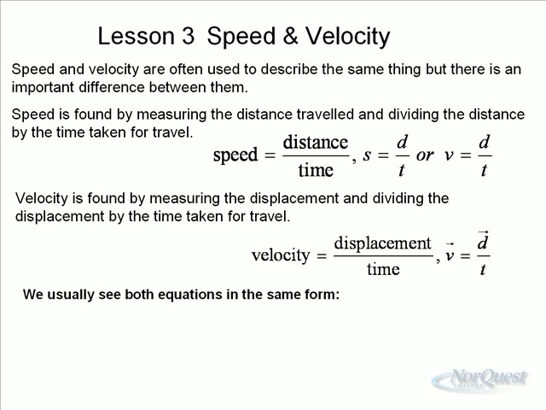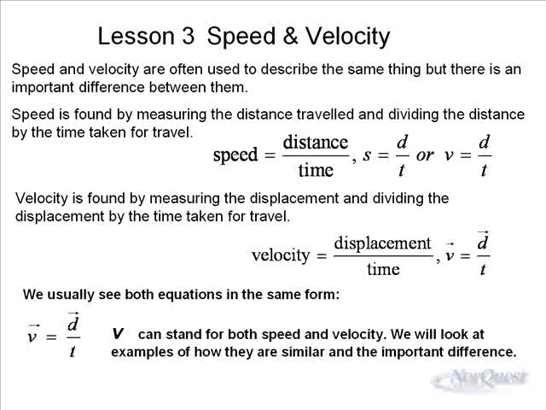But the equations are basically the same form. v is equal to d over t, and v can stand for both speed and velocity. Let's look at some examples of how they are similar and how they are different.